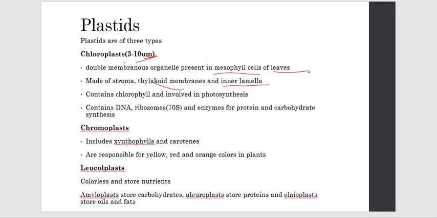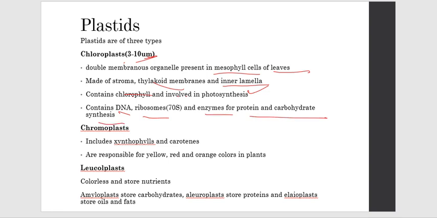Contains chlorophyll. It is a pigment which gives its green color, and it is involved in photosynthesis. As we all know, chlorophyll is required for the process of photosynthesis, so the chloroplasts are involved in the process of photosynthesis in plants. It contains DNA, ribosomes, and enzymes for protein and carbohydrate synthesis.